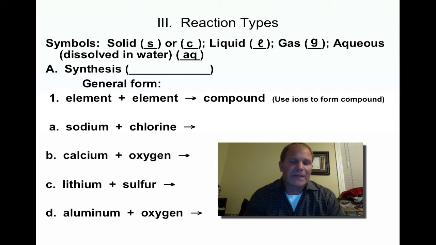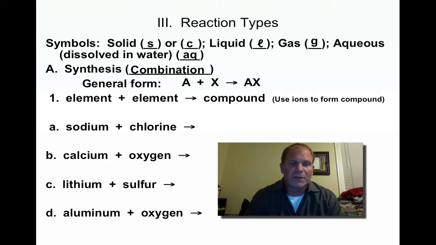We're going to go through some types now of reactions. The first one I want to talk about is synthesis, also called combination reaction. The general format of this one, you have A plus X yields AX. And you have an element plus an element yields a compound. And so in the first example here, I have sodium and my chlorine. And so this really comes down to fundamental nomenclature.